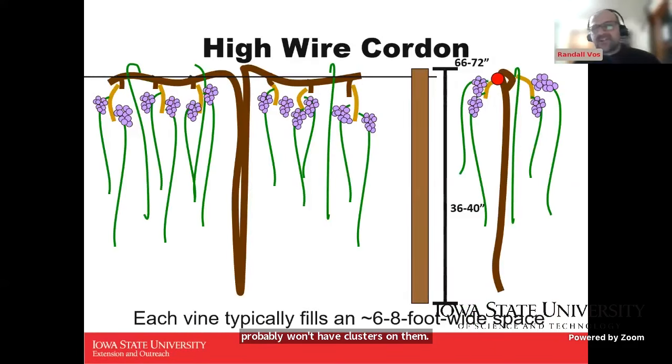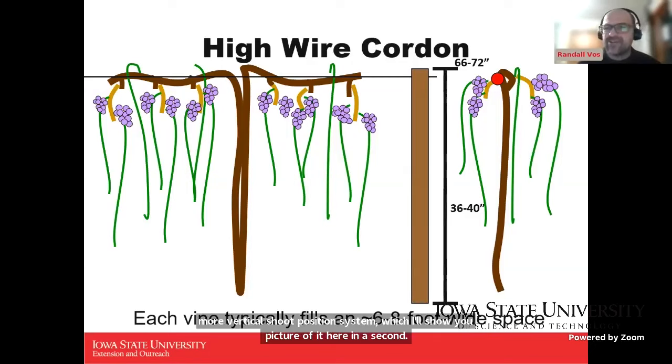There are lots of ways to trellis grapevines, and my suggestion is to keep it simple. This is a system called a high wire cordon system, where we have a cordon, which is that perennial wood, at about 5 to 6 feet high. Most of the varieties we're growing in the Midwest have a trailing growth habit, so it just makes sense to naturally allow those shoots to drape. So we're not fighting them. Some people like a more vertical shoot position system, which I'll show you a picture of in a second. We're fighting the natural growth habit of most of our grapevines, and we're trying to keep things simple.